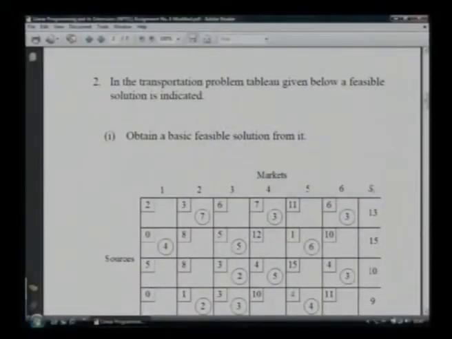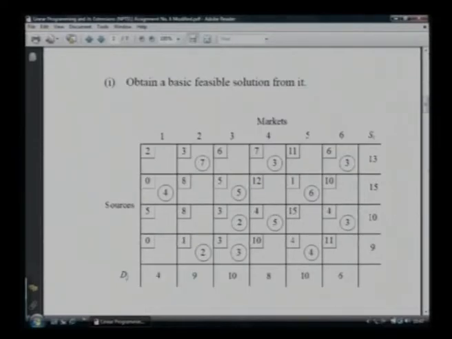Right. So this is problem 2. In the transportation problem given below, a feasible solution is indicated. The number of supply points is 4 and the number of demand points is 6, so 10 in total. So you should actually have 9 basic cells in any basic feasible solution, but here we have 12 cells. So this is a feasible solution, but not a basic feasible solution.